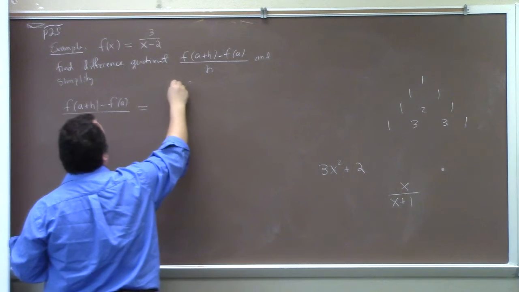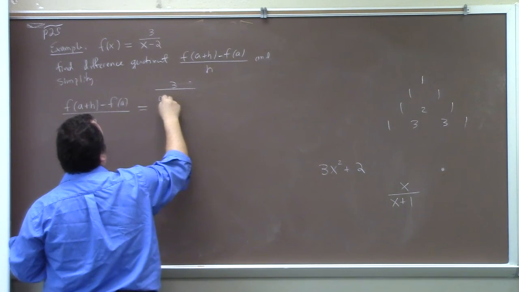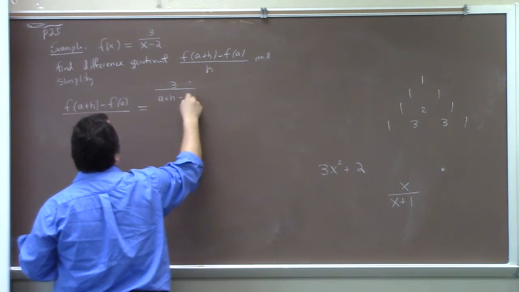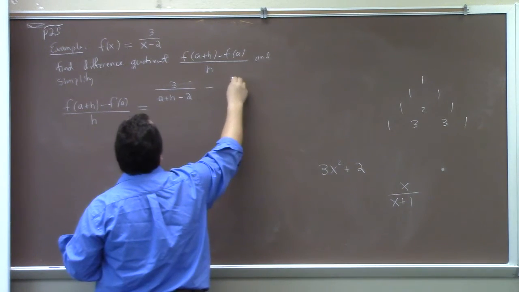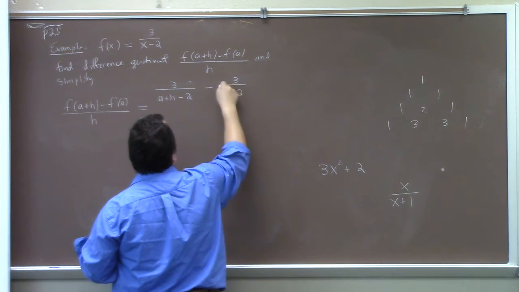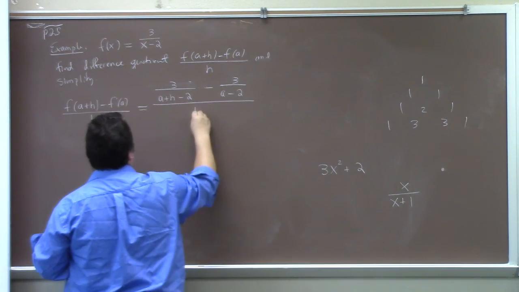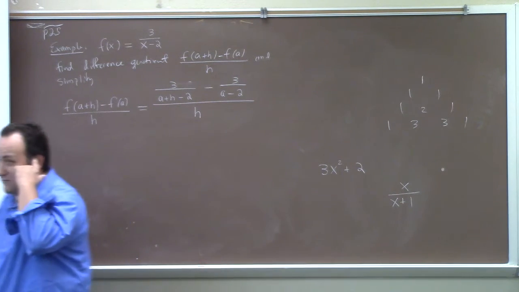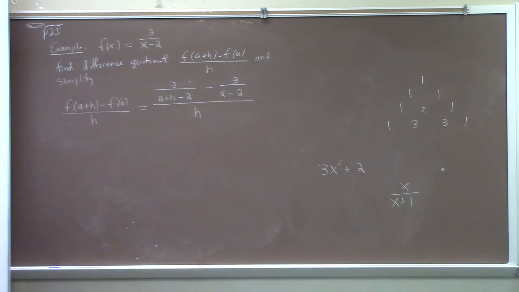So we're doing 3 over a plus h minus 2, minus 3 over a minus 2, divided by h. And your homework problem would be similar. It's just you'd have an a plus h and an a in the numerator from the evaluation of a plus h or a. But the basic algebra you need to do is very similar to this example. You need to make a common denominator in the numerator, right?